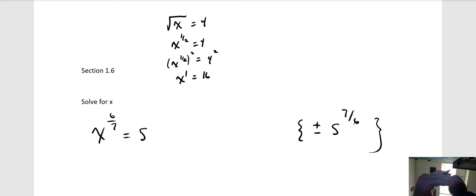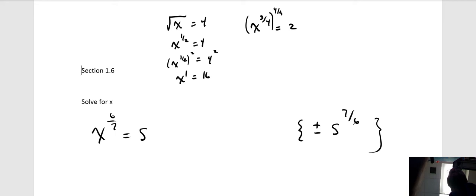Looking at a little more complicated example, if we had, say, x to the 3/4 equals 2, I'm just making up a number here. Again, this means the 4th root of x cubed. The way we solve this is by raising this to the 4/3 power, and again we do both sides. Because now x to the 3/4 applied to the 4/3, remember, you multiply your exponents, is now x to the first equals 2 to the 4/3, which is some numerical value.